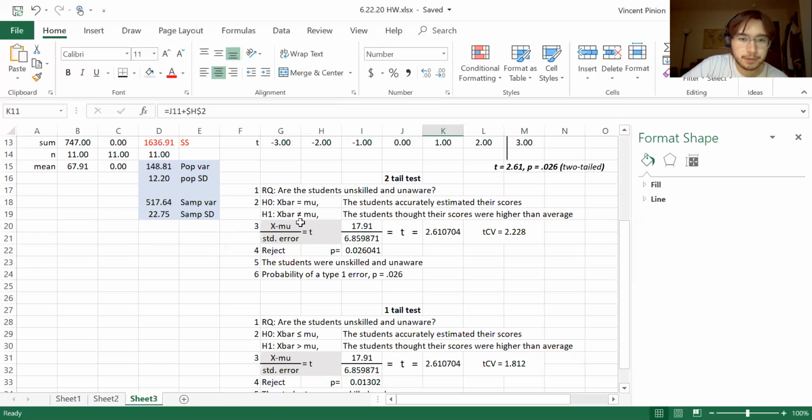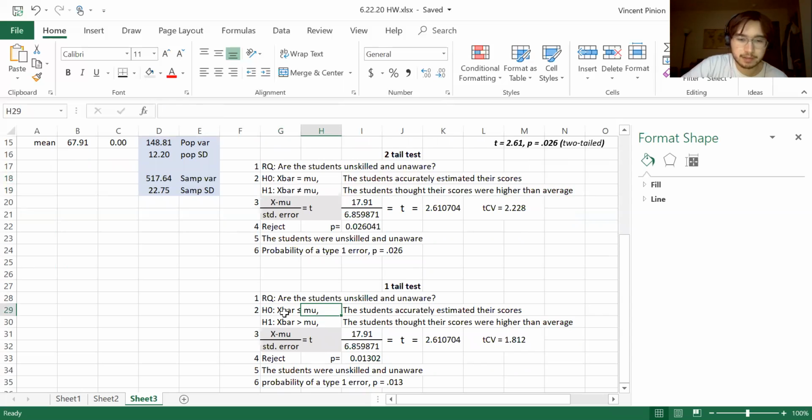For number 2, we have our symbolic hypotheses. You need to use the mu symbol and the X with a line drawn over it if you can. This is just so I could save some time, but he'll want the symbols in the homework. For a two-tailed test, it's either equal or it's not. The null is that it's equal. The alternative is that it's not.